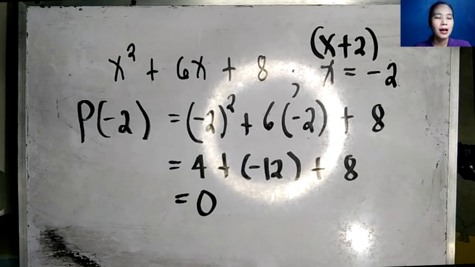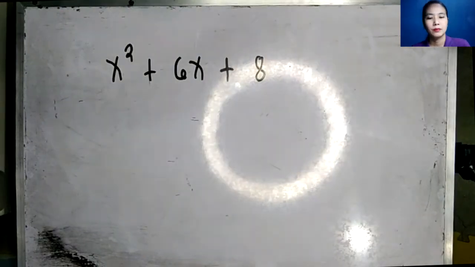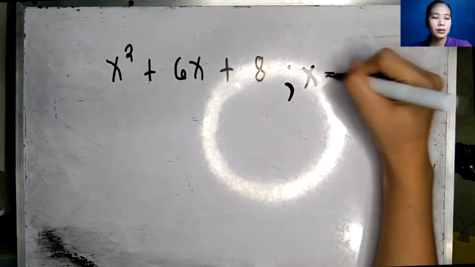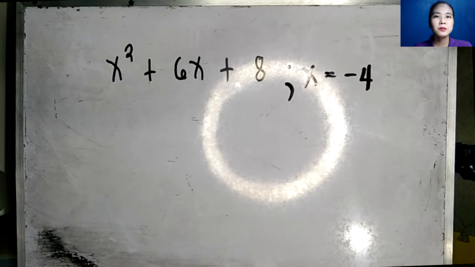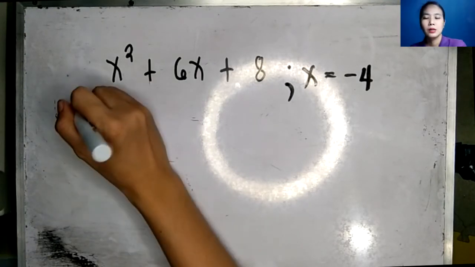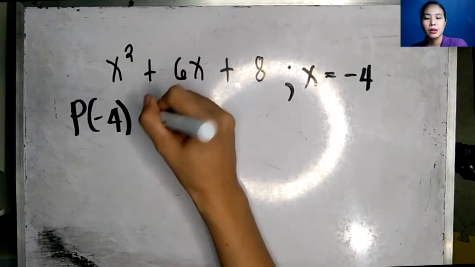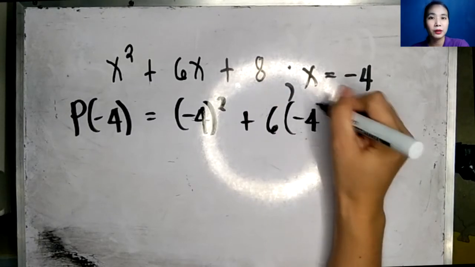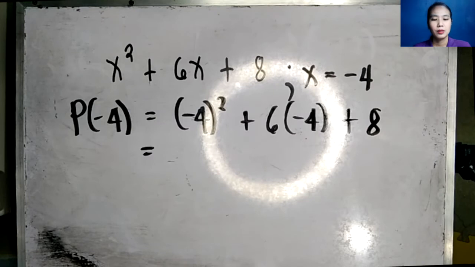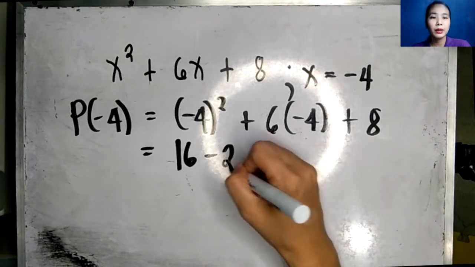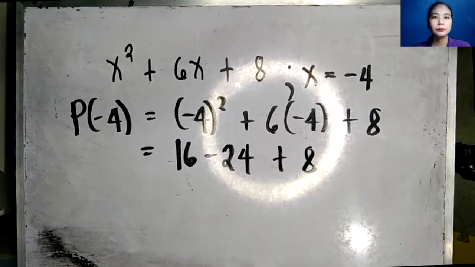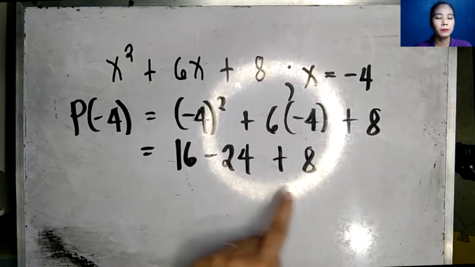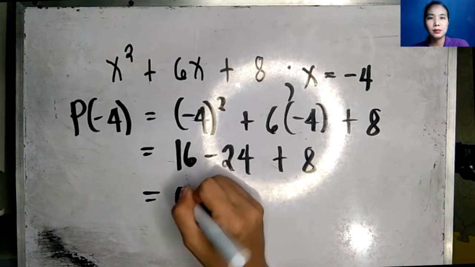Subukan naman natin gamitin ang value ng x na negative 4. If our x is equal to negative 4, let us substitute the value of x sa ating given na polynomial. So, meron tayong p of negative 4 is equal to negative 4 squared plus 6 times negative 4 plus 8. So, negative 4 squared would be equal to positive 16, and 6 times negative 4 is equal to negative 24 plus 8. And then 16 minus 24 plus 8 is equal to 0.